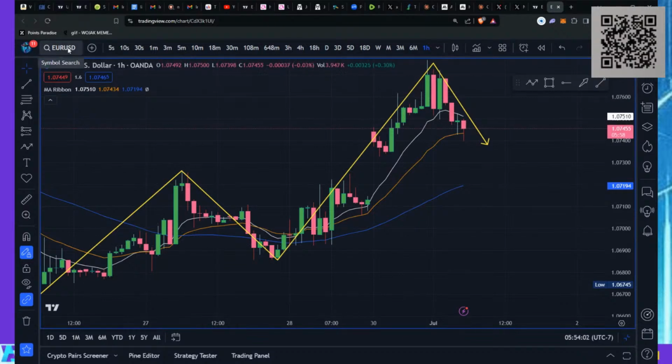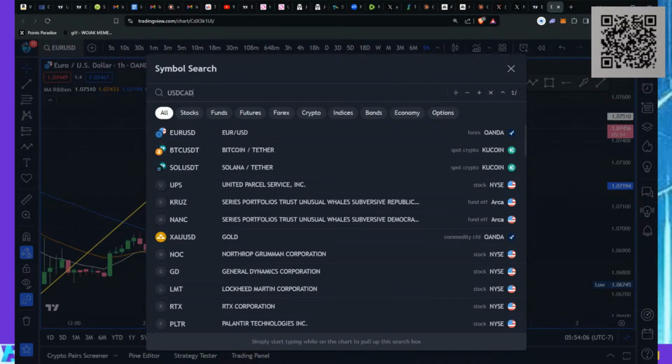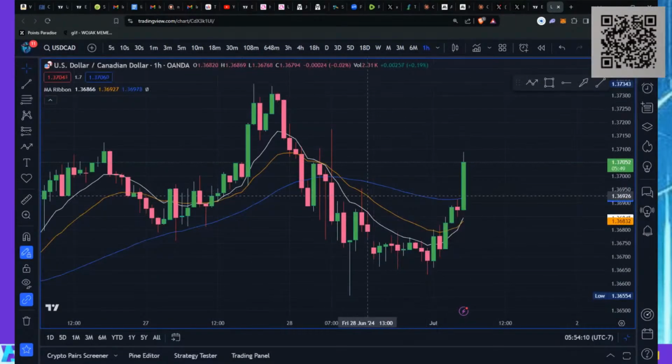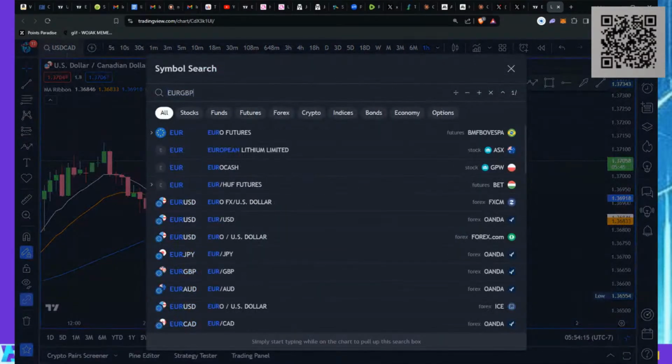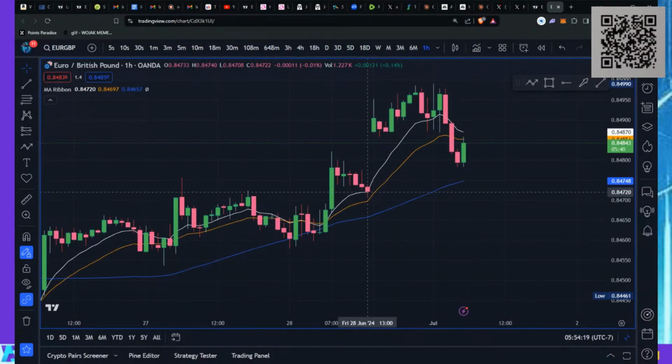And one way to tell is to flip over to USD CAD just to see if that gap exists here as well. And not so much. So it must have been the euro. So we look at, say, EUR GBP or the JPY either way. See, the gap was in the euro.